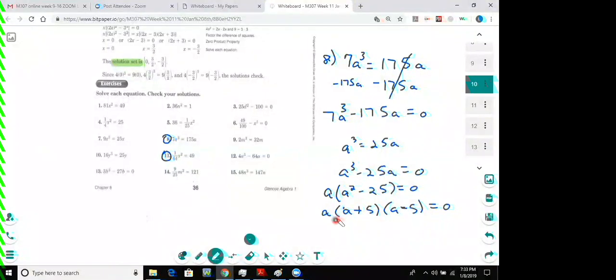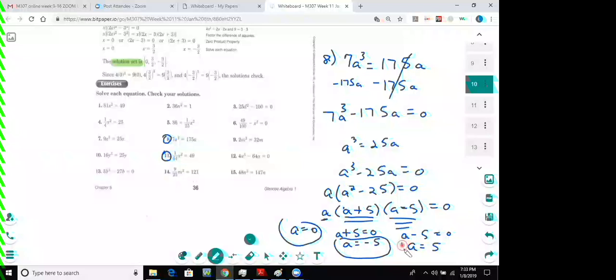Okay, so you set each one equal to 0. The first term, A, equals 0. Then A plus 5 equals 0. Subtract 5 from both sides, and A equals negative 5. And then A minus 5 equals 0. Add 5 to both sides, and A equals 5. So you were definitely on the right track. A equals 5 is one answer, but there are three answers: A equals 0, A equals negative 5, or A equals positive 5.